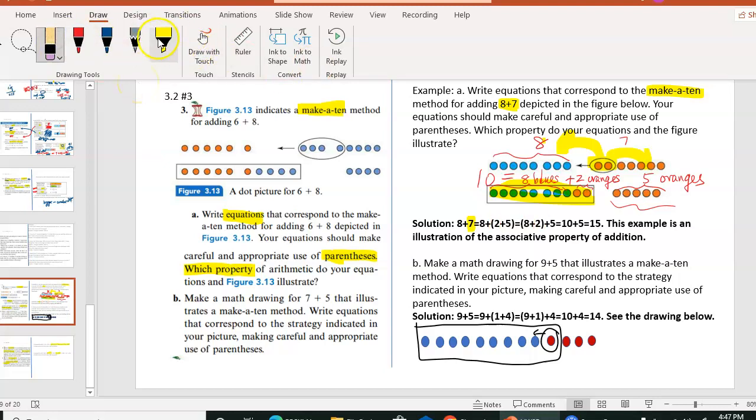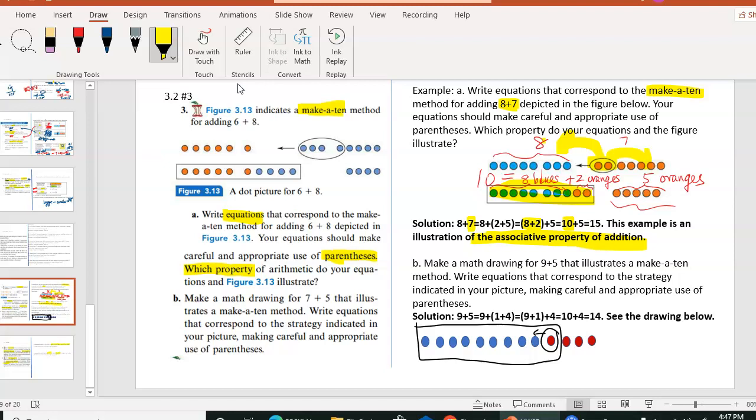Now after that, we're just going to add 8 and 2 to get 10. And the rest of the 5 oranges added to 10 gives us 15. So this is the equation you're supposed to write, which matches the drawing. The property they use is called the associative property of addition. Again, when you switch parentheses, not numbers, that's called the associative property. When you switch numbers, it's called the commutative property.